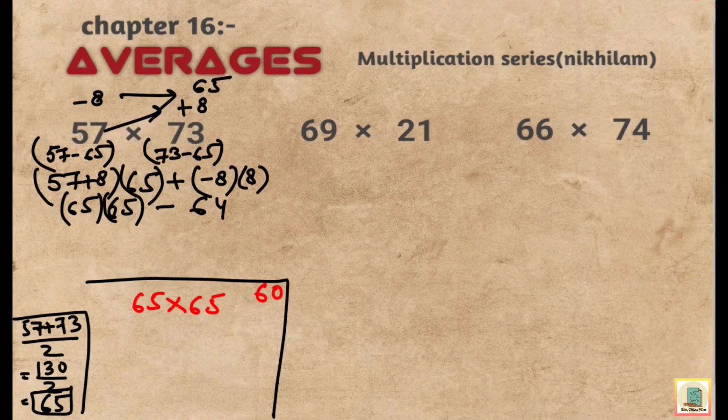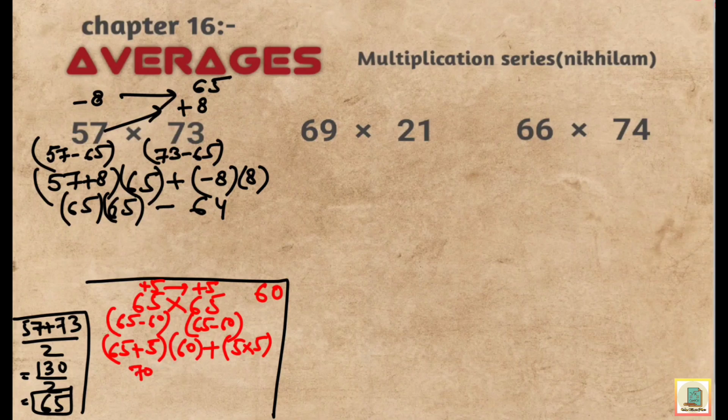Now let's take the deviation. 65 minus 60 gives you plus 5 as deviation, and 65 minus 60 here also gives plus 5 as deviation. Now first number plus the second deviation, which is 65 plus 5, multiplied by the base, which is 60, plus the deviations multiplied, which is 5 multiplied by 5. So here we get 70 multiplied by 60 plus 25. So 4200 plus 25, we get 4225 as answer.